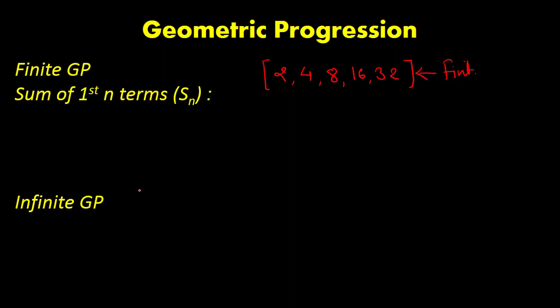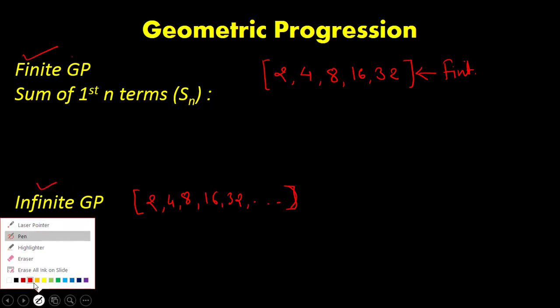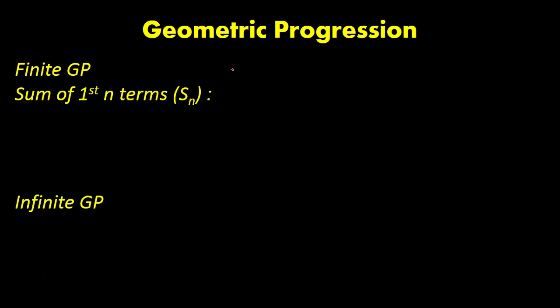Whereas infinite progression means what? It is 2, 4, 8, 16, 32, dot dot dot. These types of progressions are known as infinite. We don't know how many terms are there. In the finite we definitely know there are only 5 terms. There can be any number of terms, but they are countable. Infinite means non-countable terms. So GP is divided into two parts based on the number of terms: one is finite and the other is infinite. There is one more type of division we can do based on the value of R.